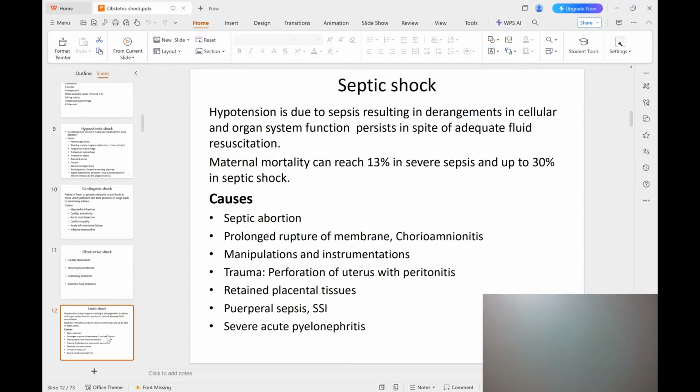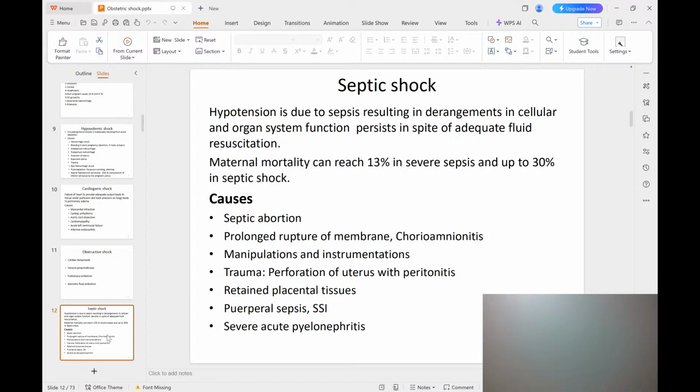Septic shock is the refractory hypotension which occurs due to sepsis, that is infection, which will cause derangement in cellular and organ systems, and it will persist in spite of adequate fluid resuscitation. So maternal mortality is up to 13% in sepsis and up to 30% in septic shock.